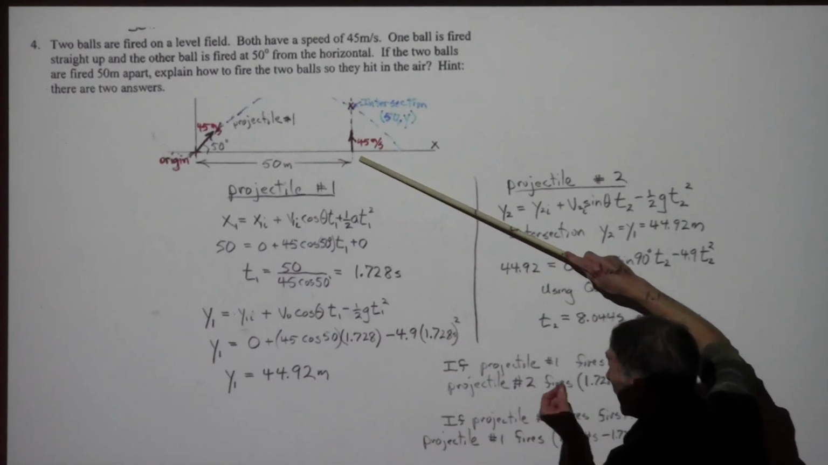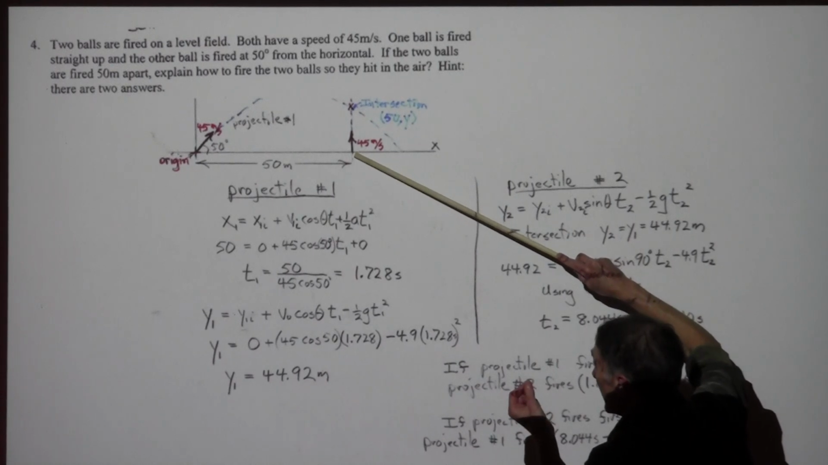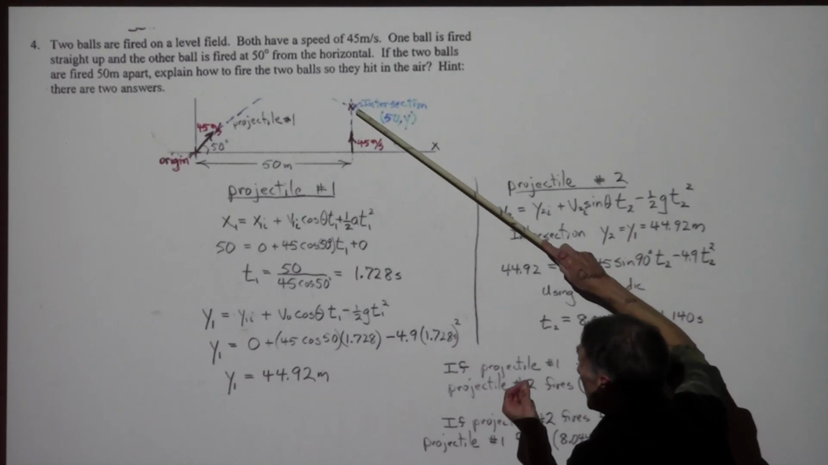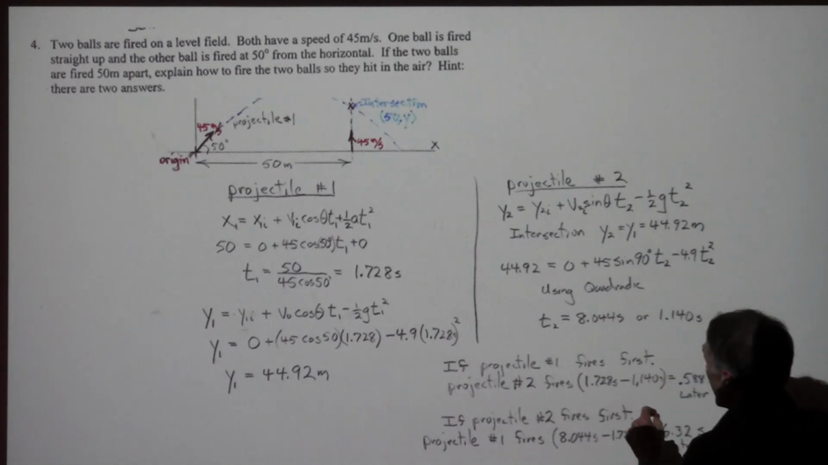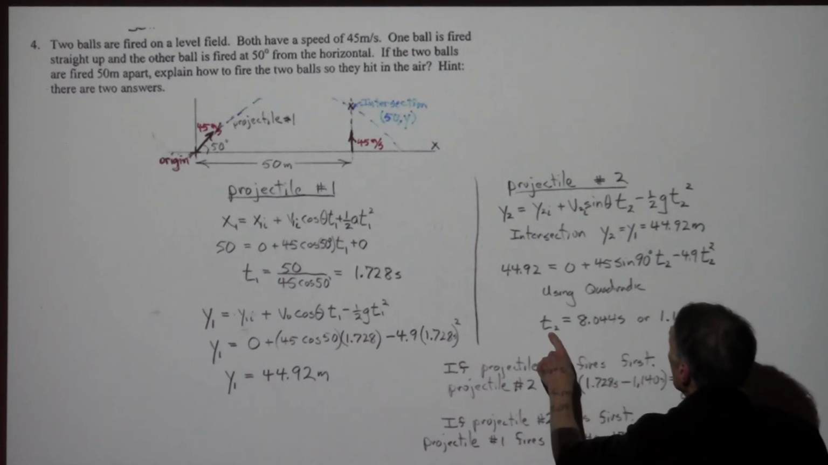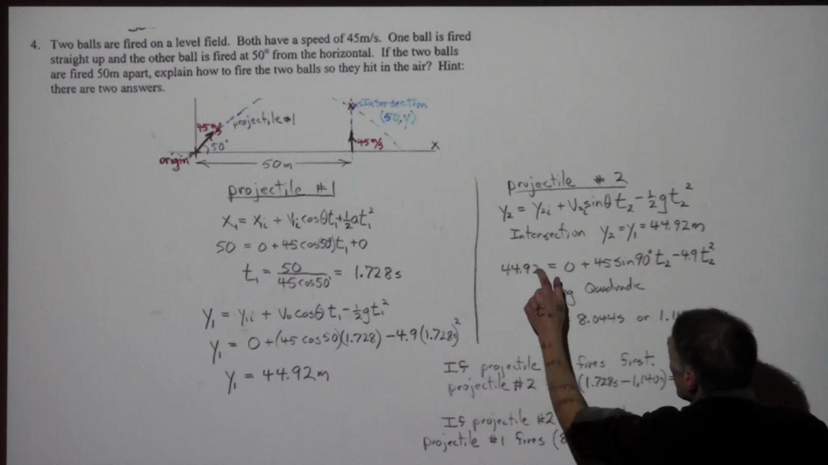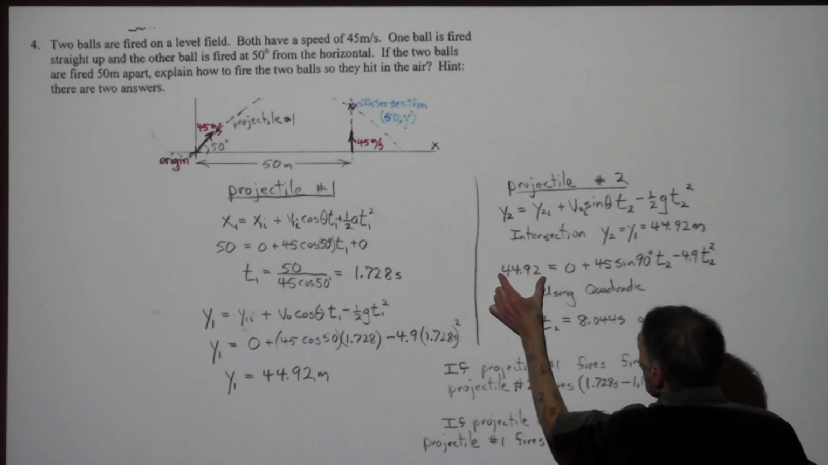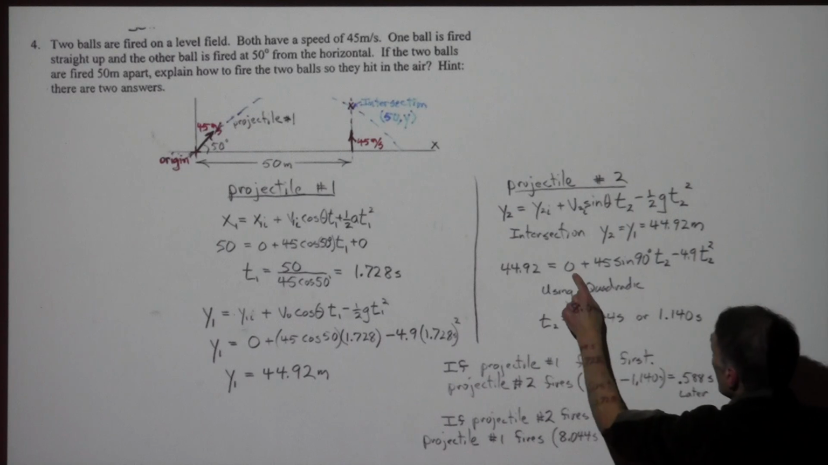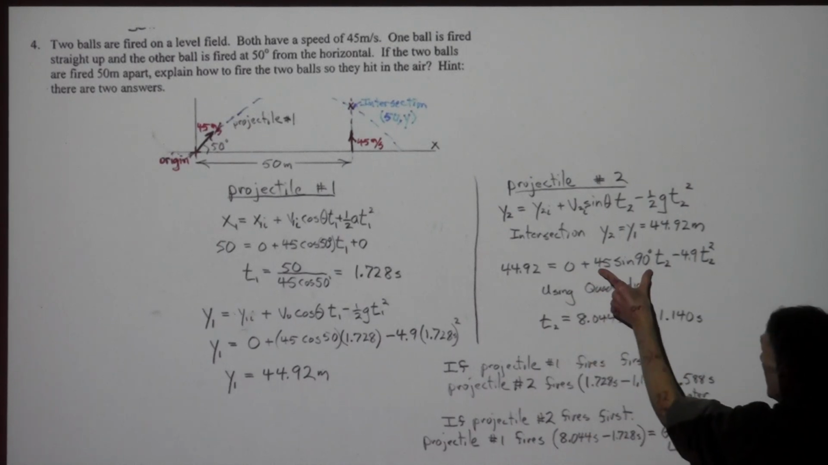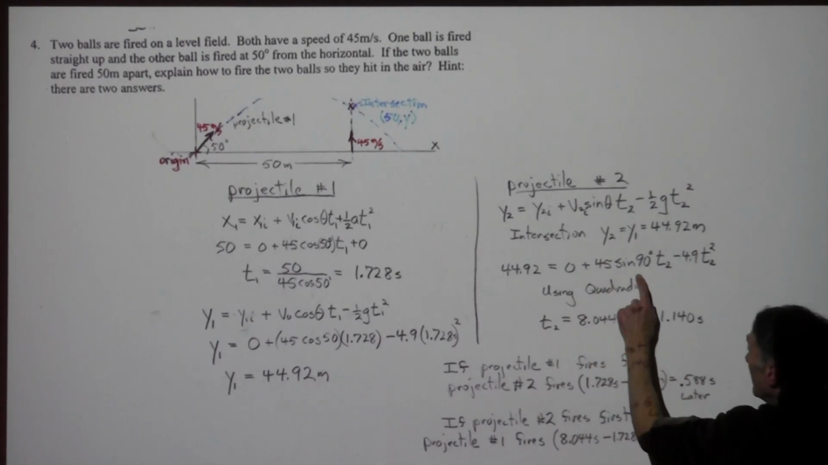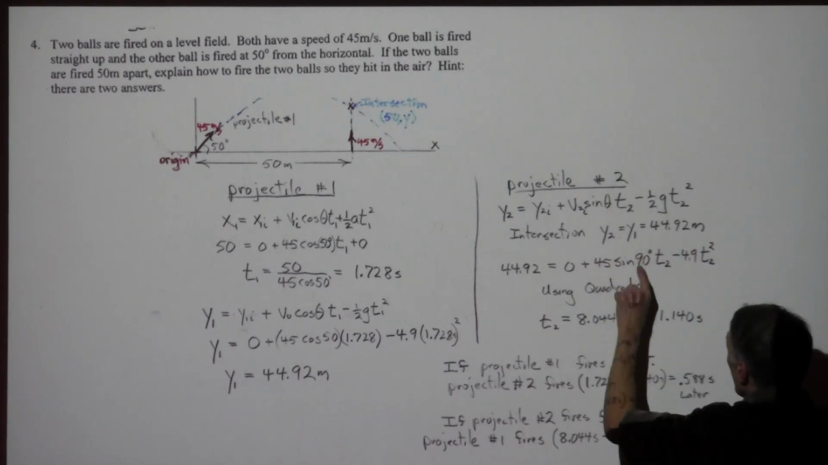So now I want to figure out how long it takes for this one going up to get to that point. So that's what I'm calling T2. So I take the y2, it's got to go up to 44.92. It started from the ground. It has this velocity straight up, 90 degrees, 45, so that's 45 up.